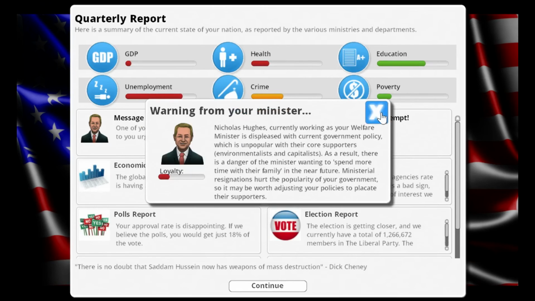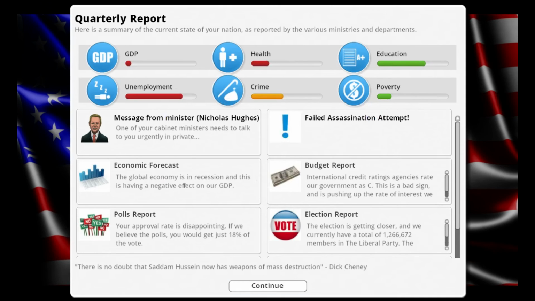Nicholas Hughes, currently working as your welfare minister, is displeased with current government policy, which is unpopular with their core supporters. As a result, there is a danger of the minister wanting to spend more time with their family in the near future. Ministerial resignations hurt the popularity of your government, so it may be worth adjusting your policies to placate their supporters.